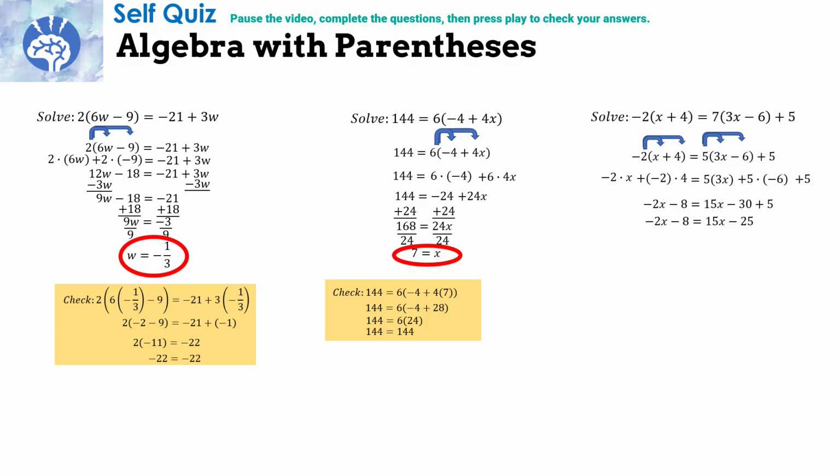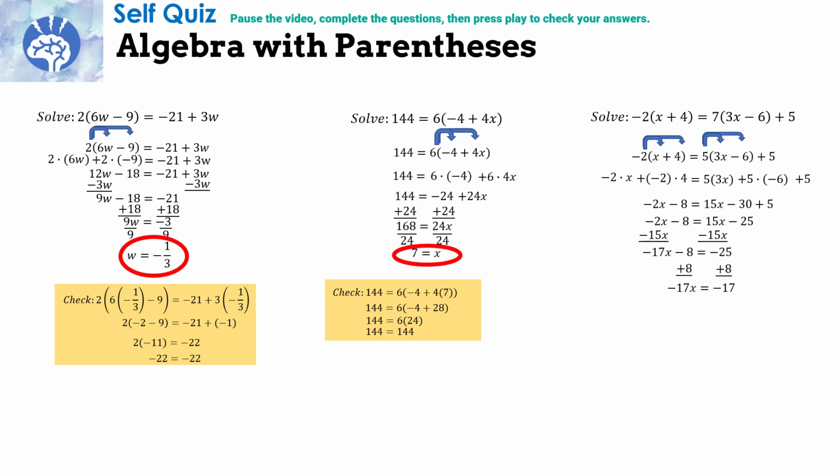We want all the x's on one side, everything else on the other side. I like to put the x's on the left side, so the opposite of a positive 15x is a negative 15x. So I'm going to subtract 15x from both sides of the equal sign. This gives me negative 17x minus 8 equals negative 25. I need to get negative 17x by itself. The opposite of subtracting 8 is adding 8. So I'm going to add 8 to both sides of the equal sign. This gives us negative 17x equals negative 17.